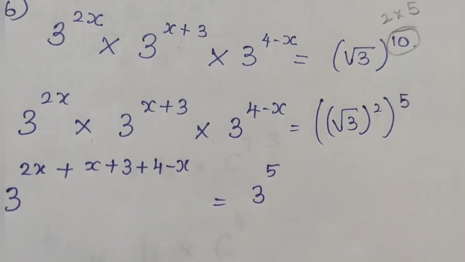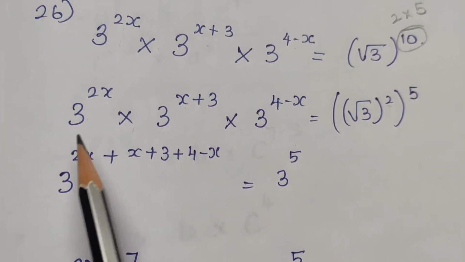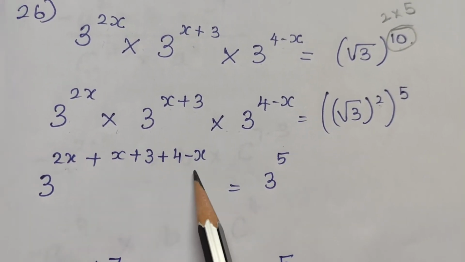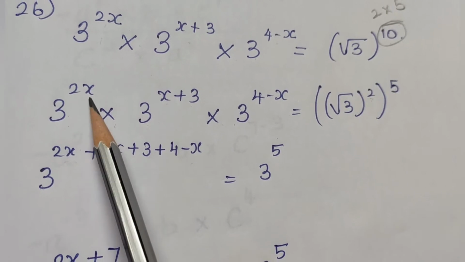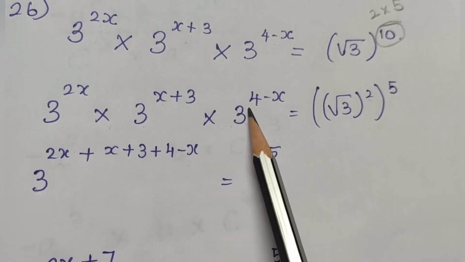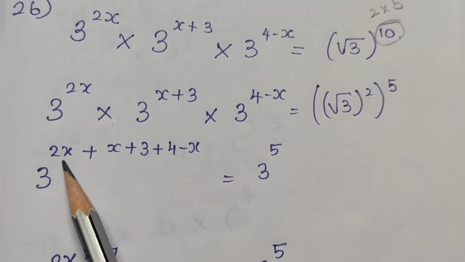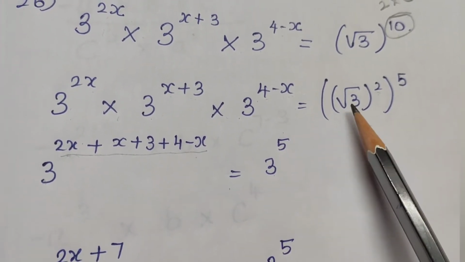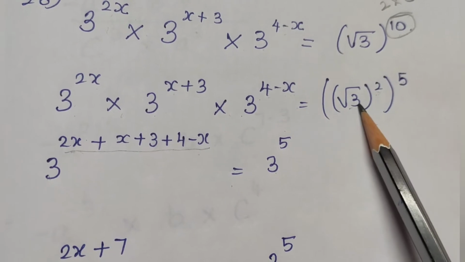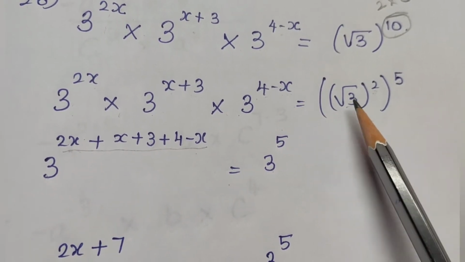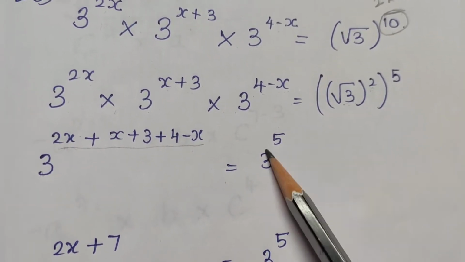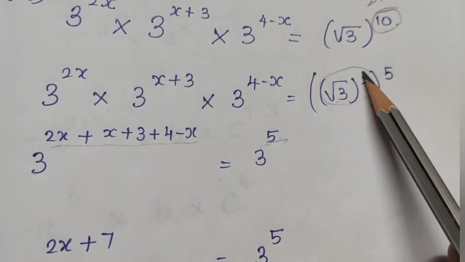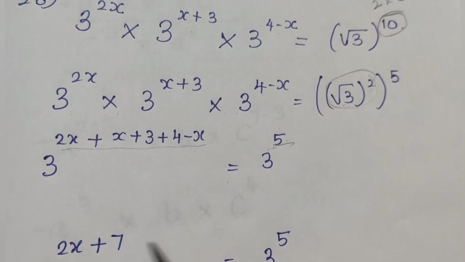2 fives are 10. So now same base and multiplication, add all the powers: 3 power 2x plus x plus 3 plus 4 minus x. I added all the powers, equal to (root 3) the whole square. Root 3 into root 3 is 3. So 3 power 5. I wrote 3 power 5 here.